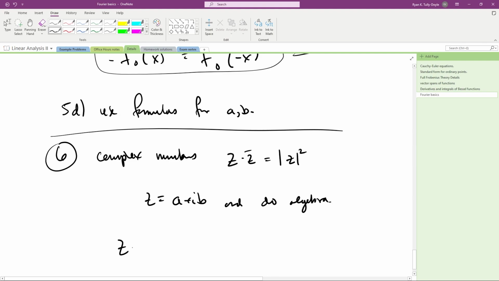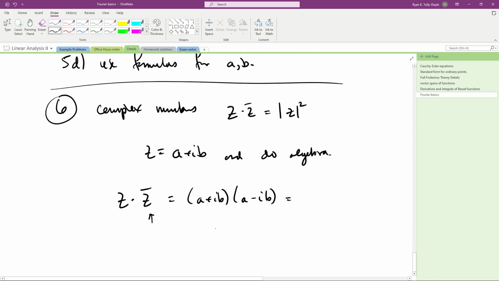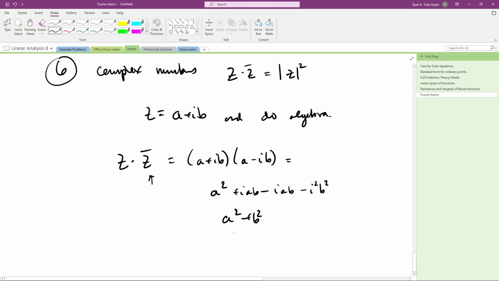So what is z times z bar? Well, that's a plus ib times a minus ib. Remember, the conjugate of z reverses the sign of the imaginary part. Then you can FOIL this out. You would get a squared plus aib minus aib, and you're going to get a minus i squared b squared. But minus i squared is the same as minus minus 1. So this all turns into a squared plus b squared. So that's this half.